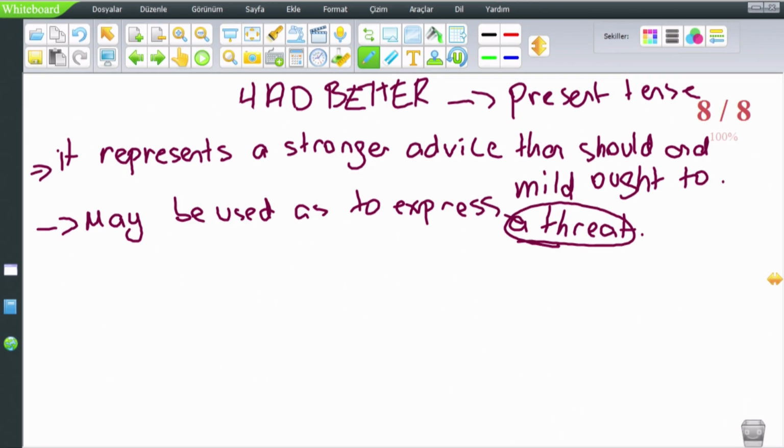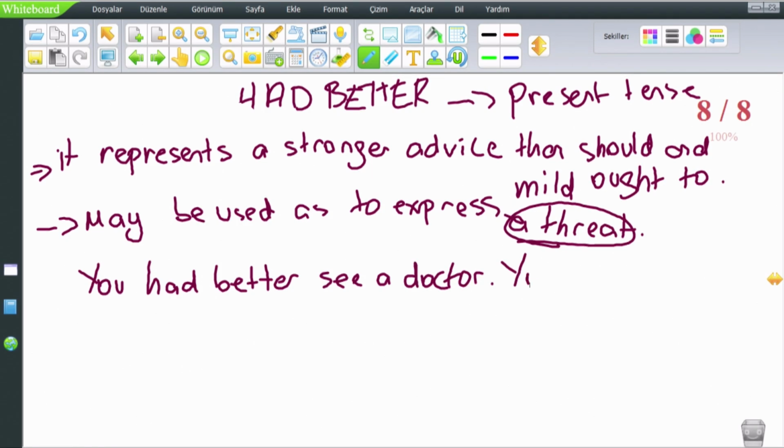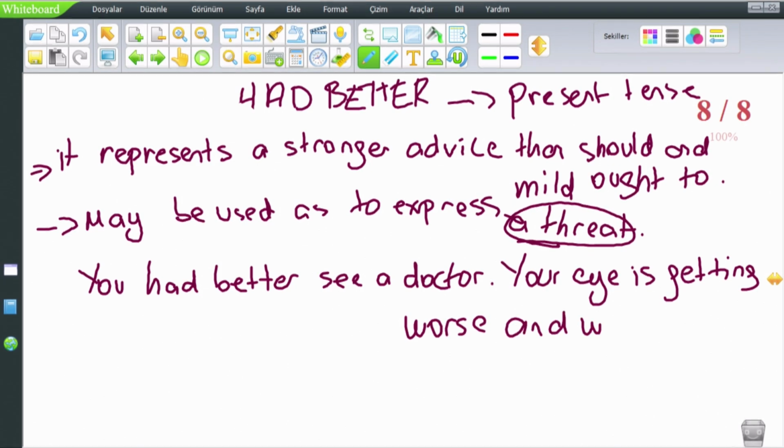Let's give examples. You had better see a doctor. Your eye is getting worse and worse. For example, had better in this sentence highlights the importance of the advice.